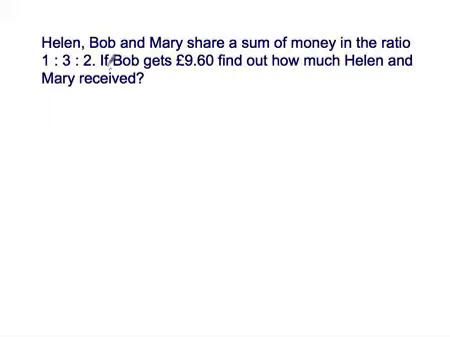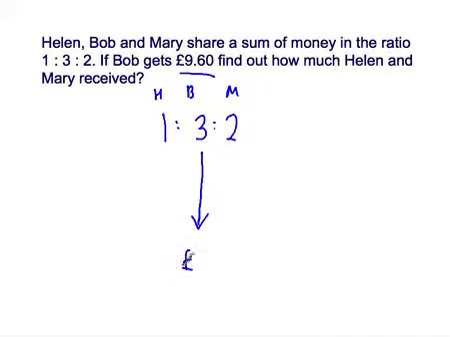Okay, final example. We've got Helen, Bob and Mary share a sum of money in the ratio 1:3:2. If Bob receives £9.60, figure out how much Helen and Mary receive. So we've got Helen to Bob to Mary, and we're not given the total this time, we're told that Bob gets £9.60, so I'm just going to write that straight beneath what Bob gets. So he gets £9.60.